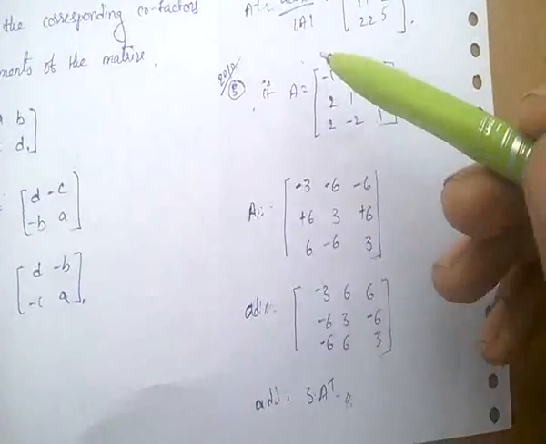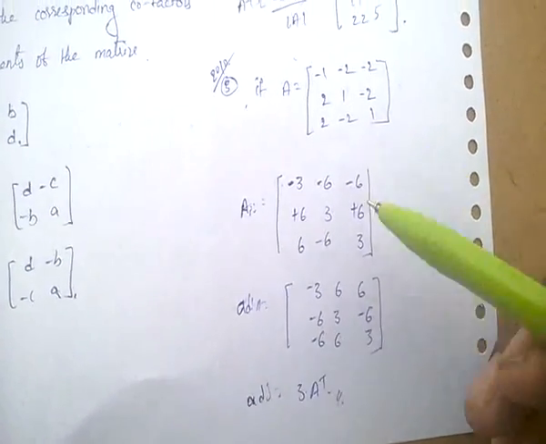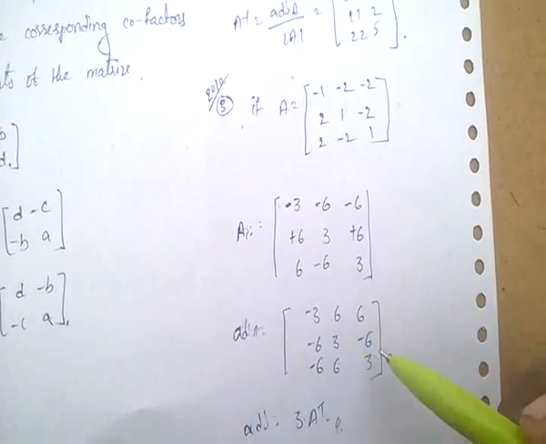And one example: if A is given, find the adjoint of the matrix.